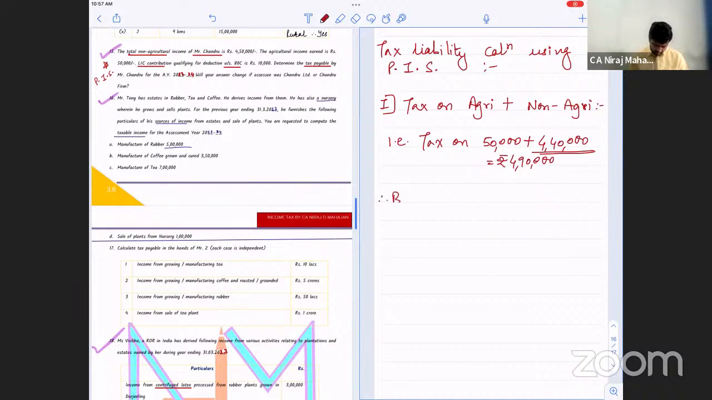Therefore, basic tax. In bracket first, nil. And next one, you know basically what I'm doing here. 4.9 lakhs minus 2.5 lakhs into what? 5%. Is it right, all of you? Give me this figure. 2,40,000, 5%, that is 12,000.